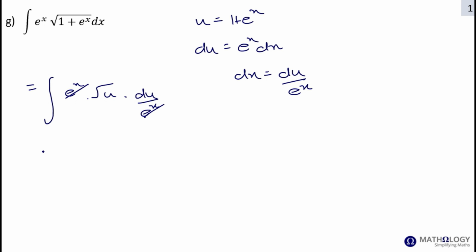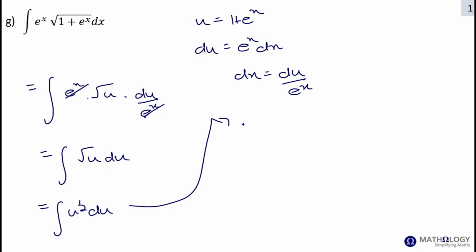E to the x cancels. And we're left with the integral of root u du. So it's the integral of u to the half du. So when we integrate u to the half, we're going to add 1, or 2 over 2, to our half. So we'll have u to the 3 over 2. And we divide by 3 over 2, which is the same as multiplying by 2/3. So we're going to multiply by 2/3 and add the integration constant. Just remember that u is 1 plus e to the x, so it's 2/3 times 1 plus e to the x to the power of 3 over 2 plus c.